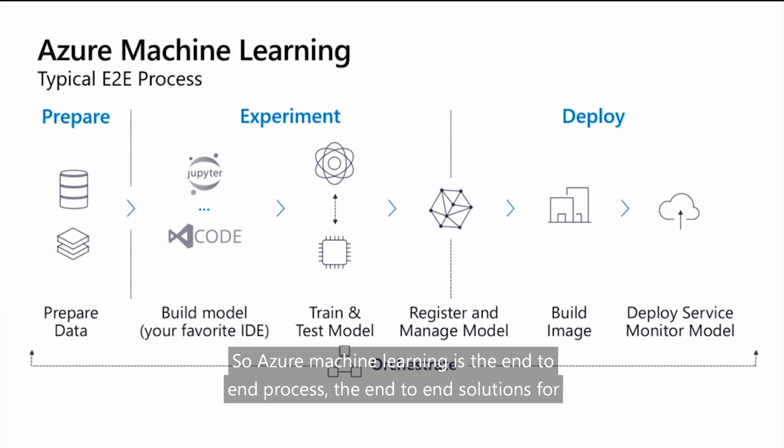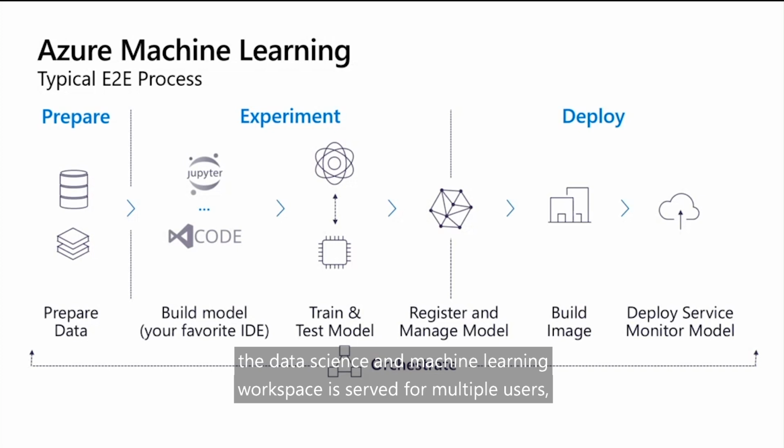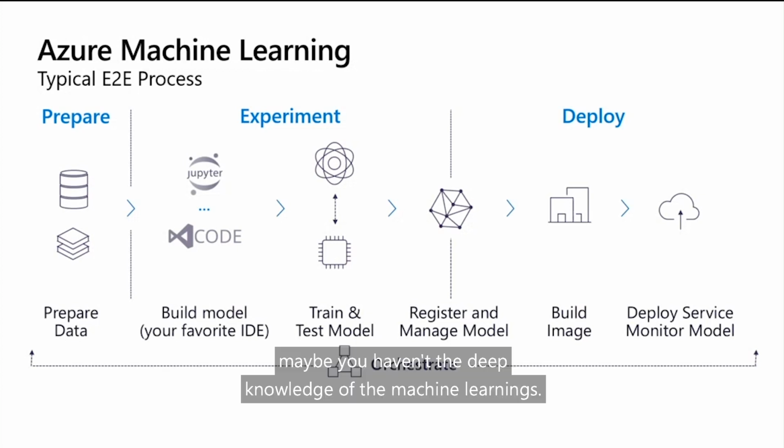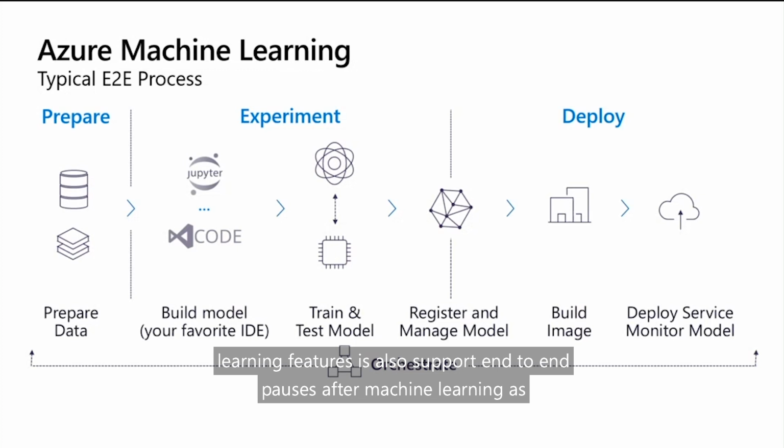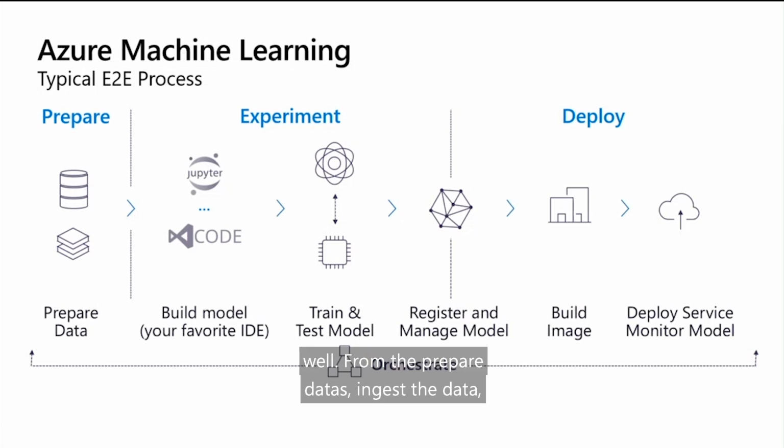So Azure Machine Learning is the end-to-end process. It's an end-to-end solution for the data science and machine learning workspace. It serves multiple users. Maybe it's just a normal data engineer or data user, you can use it. Maybe you don't have deep knowledge of machine learning, you can also use the automated machine learning features. It also supports the end-to-end process of machine learning as well.